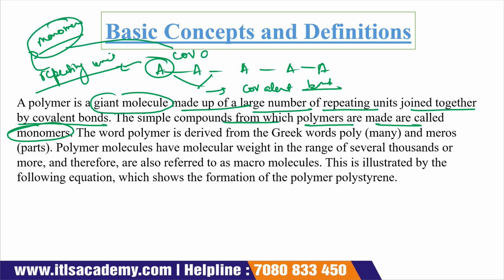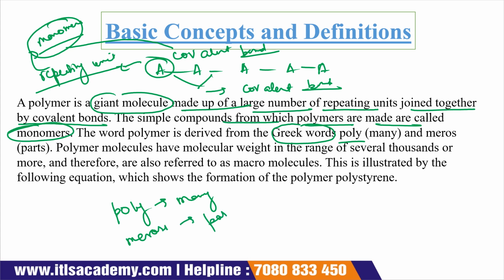The word polymer is derived from Greek words: poly means many and meros means part. That means polymers have many parts.